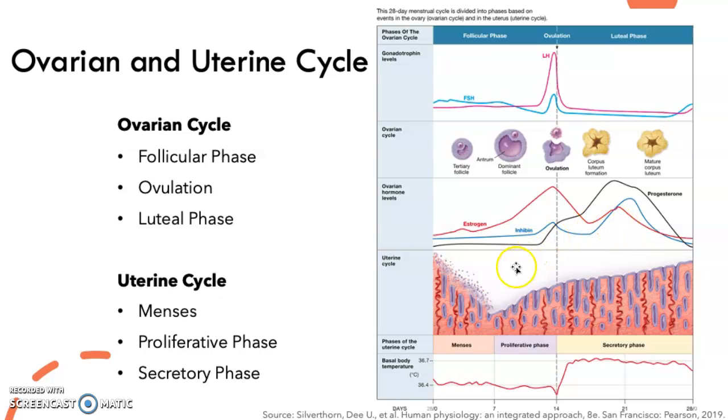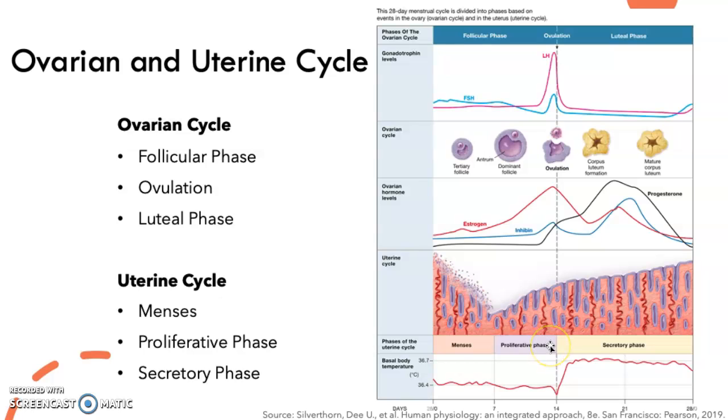And then during the uterine cycle, we begin during early follicular phase, we have menses. And this is when the uterus is undergoing menstruation, or the shedding of the endometrial lining. Then we have the proliferative phase, and during this phase, it's right before ovulation, in late follicular phase leading up to ovulation. It's when the endometrium is proliferating, which means growing, to prepare for potential pregnancy.